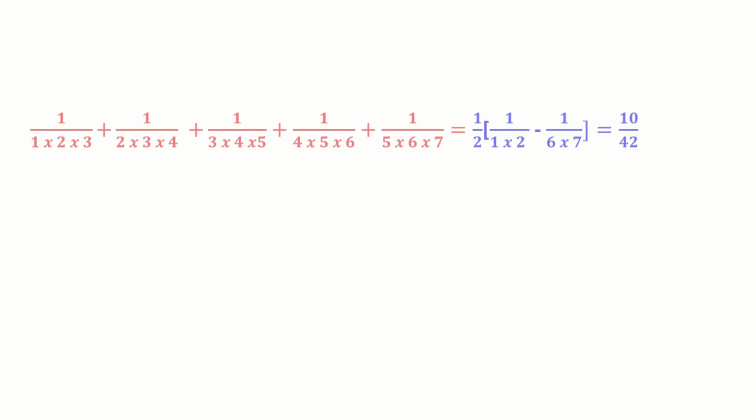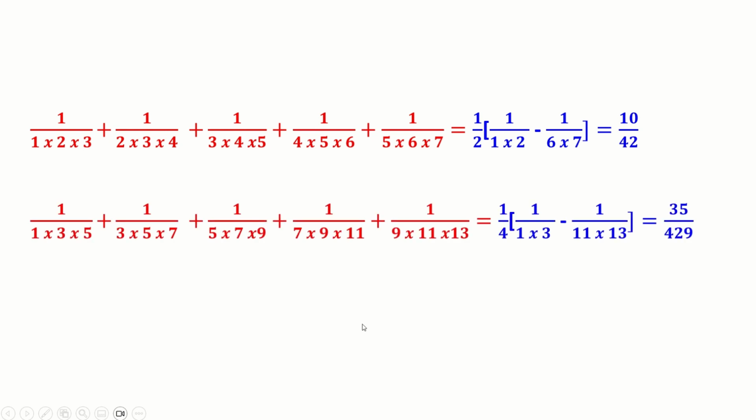Now let us solve some new series with the trick. The first one is 1 by 1 into 2 into 3 plus 1 by 2 into 3 into 4 and so on. If you clearly see the denominator, the difference is 3 minus 1, which is 2. So the answer is 1 by 2 into first term 1 by 1 into 2 minus 1 by 6 into 7. Okay, so if you solve this one, you will get 10 by 42 or 5 by 21. That's the answer.